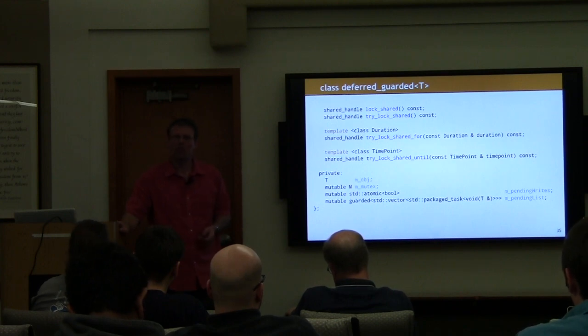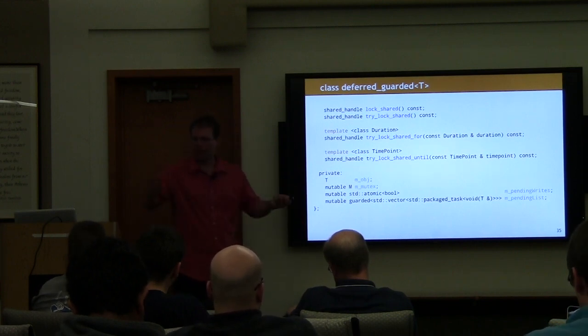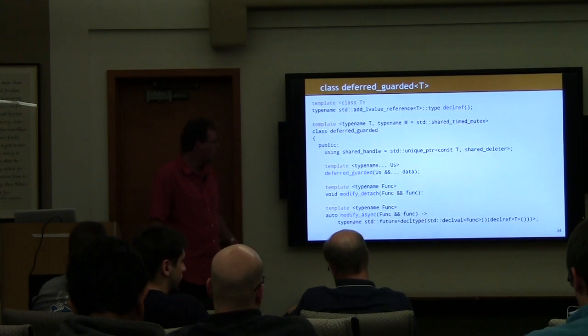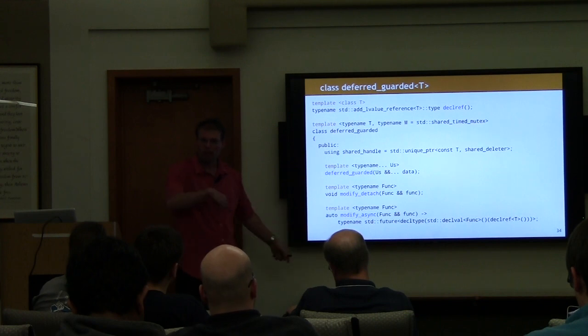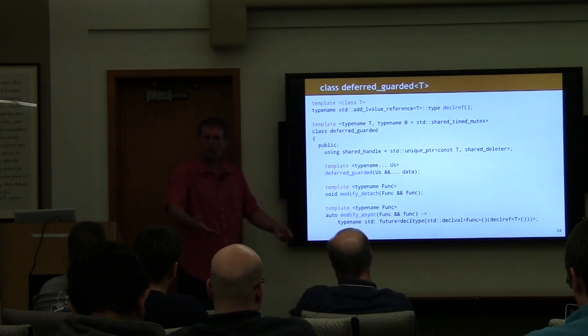What is the behavior when the queue is saturated? If you have a bounded queue, assuming that the queue throws an exception when you try to insert too many elements, then either modify detach or modify async will throw that exception. In a completely exception-safe manner, you'll find out that your attempt to queue that operation failed.